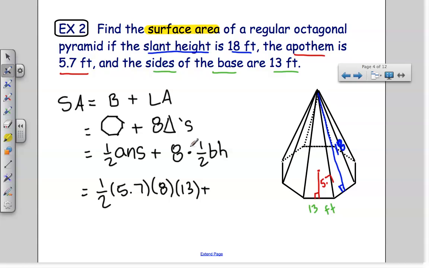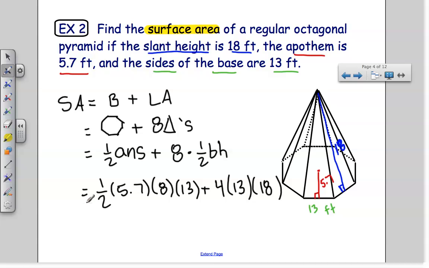Plus, now I had 8 triangles, so it's 8 times 1/2 base times height. 8 times 1/2 is 4. What's the base of these triangles? Well, each of the triangles has its base along the sides of the octagon, and the octagon had sides of 13. And what's the height of those triangles? They did give us slant height, which is the height of the triangles, and that was 18.